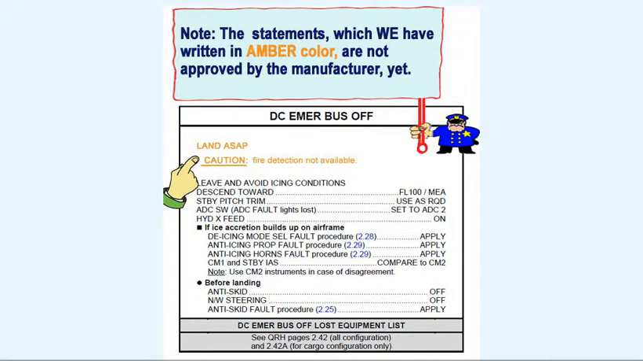Procedures for failure of emergency bus is mentioned in QRH. Most importantly, fire detection is not available. We have purposely mentioned land as soon as possible in QRH. The manufacturer has agreed to revise the procedure and agreed that it is a case of land as soon as possible.